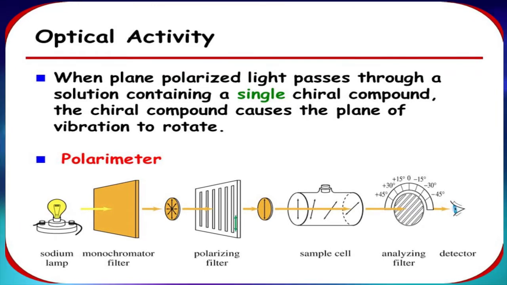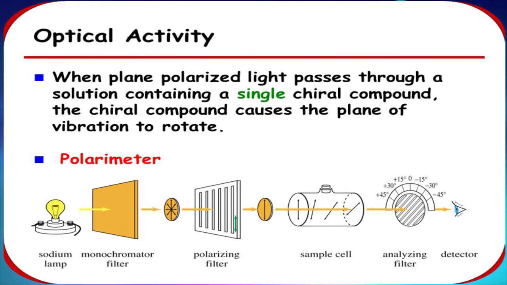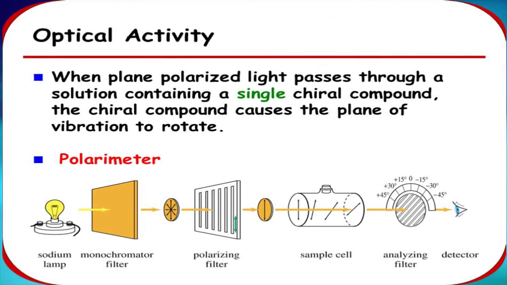Now the summarization of this optical activity is given here. When a plane polarized light passes through a solution containing a single chiral compound, it cannot be a mixture of compounds, it will be a single pure compound, chiral in nature, then the chiral compound causes the plane of vibration to rotate. So the molecule will make the plane rotate, and this can be traced by using a meter which is called a polarimeter.